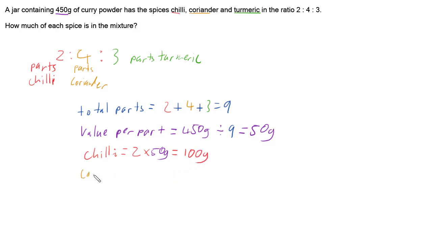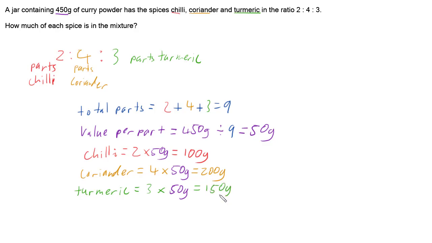Our coriander, I've got 4 parts worth, so I multiply by how much each of those parts are worth each, and that means that I've got 200 grams of coriander. And finally the turmeric, we've got 3 parts of it, multiply that by 50 grams each, and so that means that we have 150 grams of turmeric.